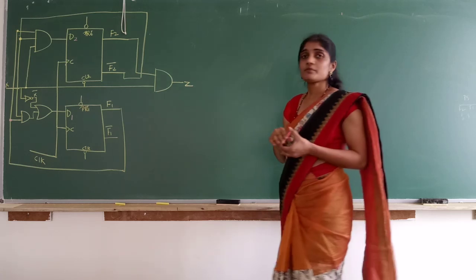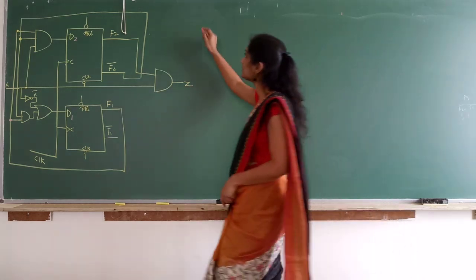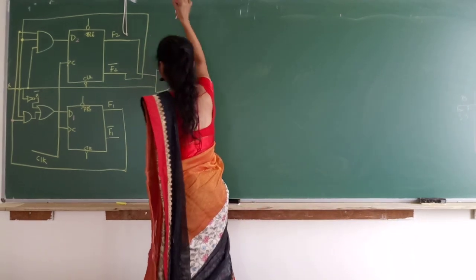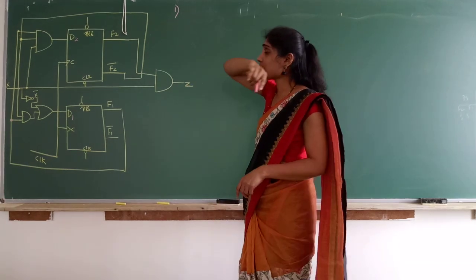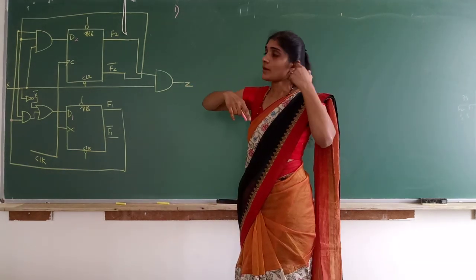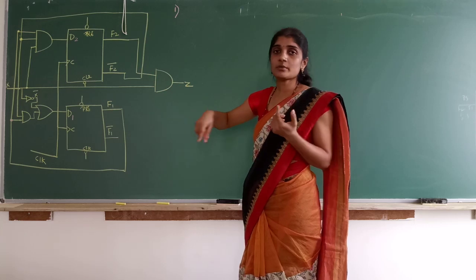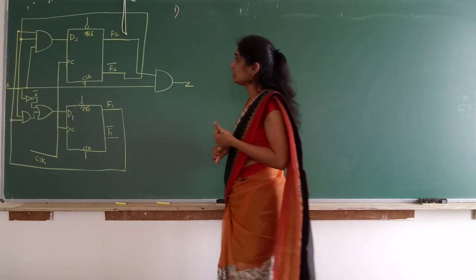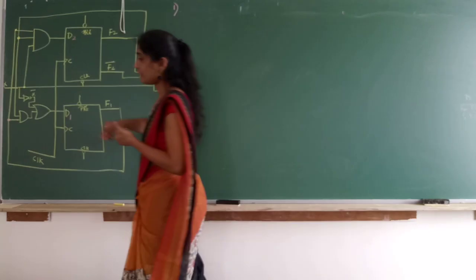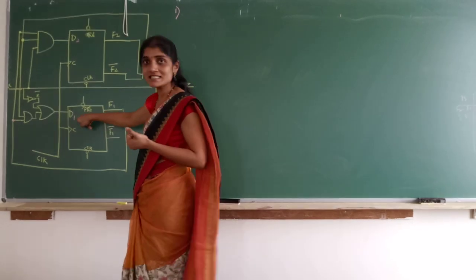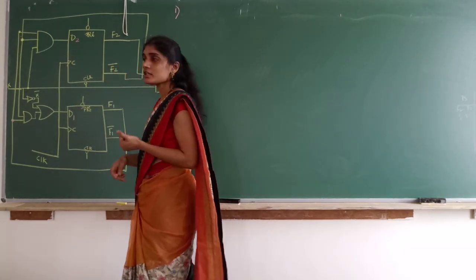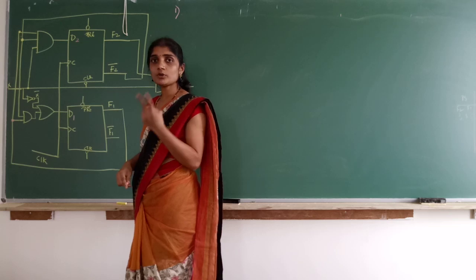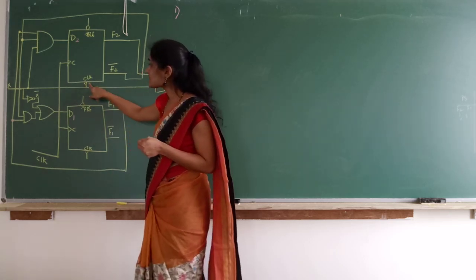So what is the first step? What is the type of flip-flop? Number of flip-flops: how many flip-flops are given? 2 flip-flops. Type of flip-flop? D flip-flop. That is D1, D2. They are calling this D1 and this D2. So it is a positive edge triggered D flip-flop. 2 flip-flops we have.